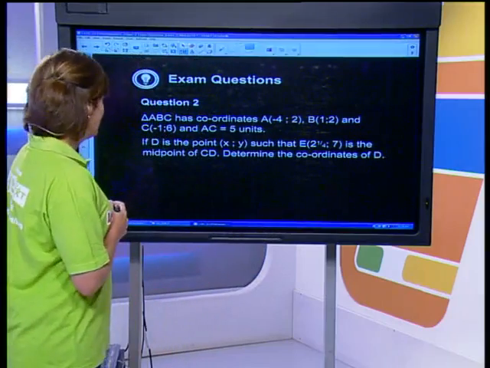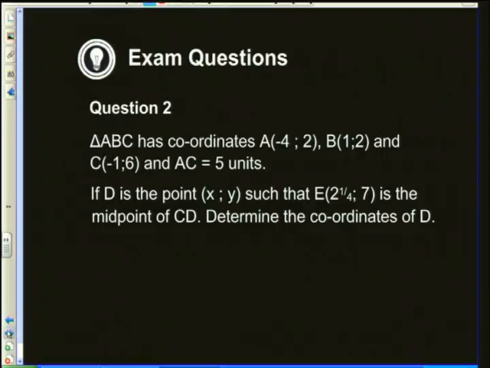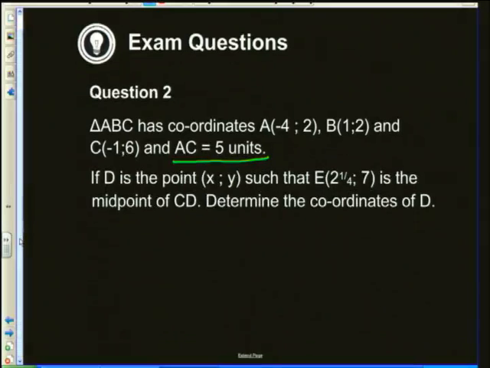So we've got a triangle, ABC, which has the coordinates of A, negative 4 and 2, B, 1 and 2, and C, which is negative 1 and 6. And AC is 5 units. So guys, that's the distance from point A to point C, okay? All right, here's the question. If D is the point XY such that point E, which is the coordinates of 2 1/4 and 7, is the midpoint of CD, determine the coordinates of D.